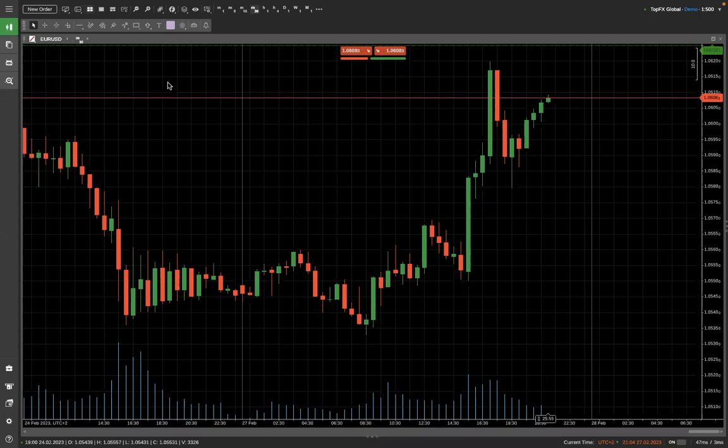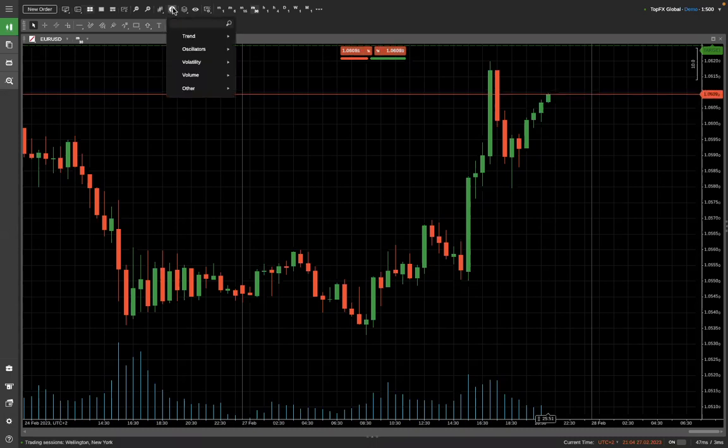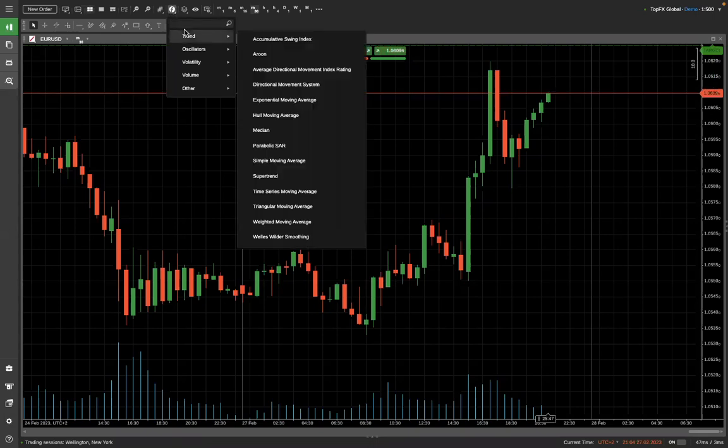So how to apply an indicator on the chart is very easy. You have to go here on the F icon, and a drop down menu will open. What you can see here are the trend indicators. Those indicators are ones that follow the trend and will show you on a particular time frame when the trend is about to end and reverse.